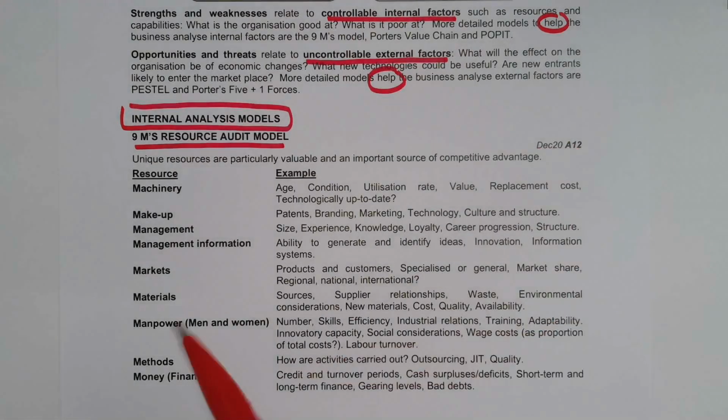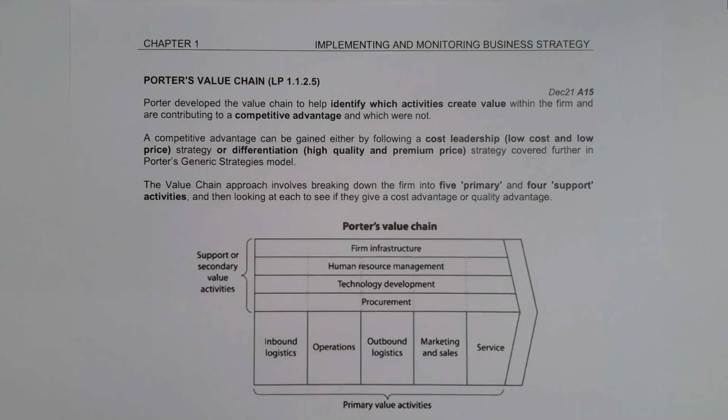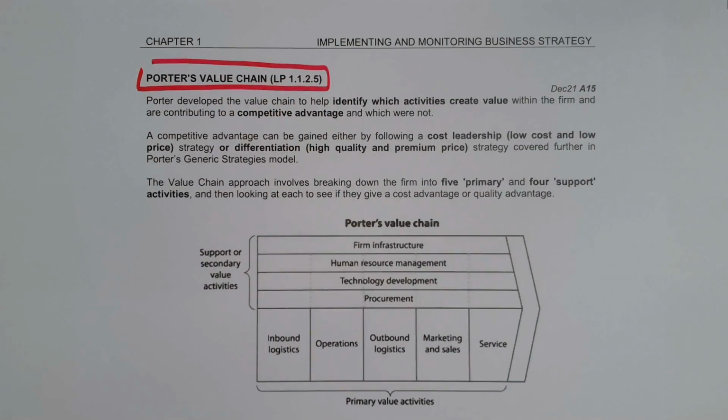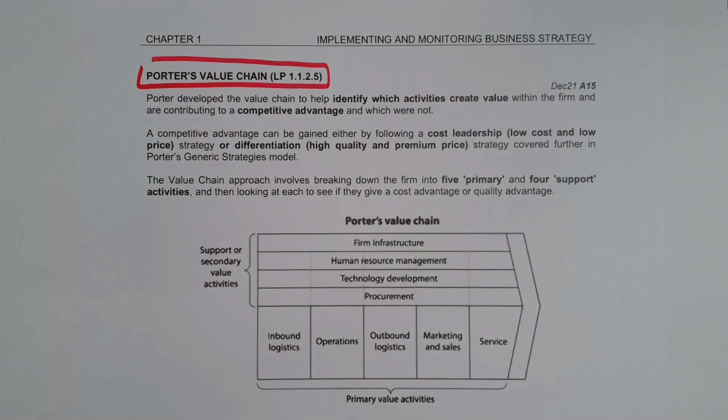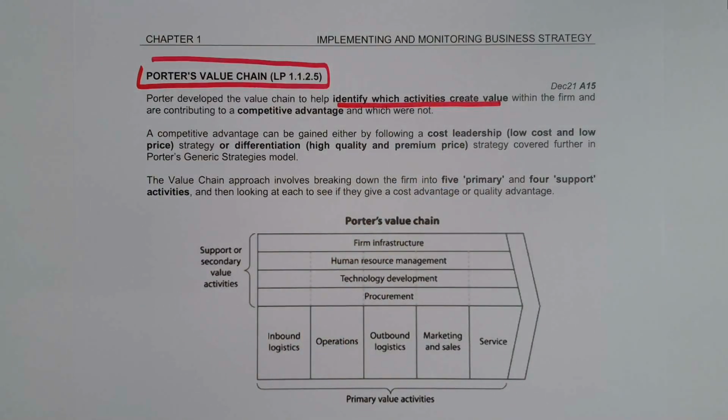Before we start thinking about the external models, let's first start with the internal analysis models. As we've already seen, we've got the 9Ms resource audit model just there. We've got our Porter's value chain. Let's move on. So again, look, you can see these models here have been tested. This one more recently, December 21, a large 15-mark question. What does Porter's value chain do? Well, it helps us to identify which activities create value and contribute towards something known as competitive advantage. What's that?